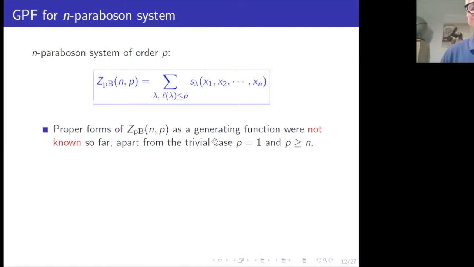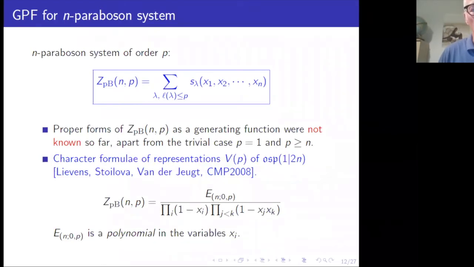So the case p equal 1 and p larger than or equal to n, this case we've seen already in this Cauchy-Littlewood expression. P equals 1 is also simple, but for the other p's, a proper generating function or good formula was not really known, and I think we were, at least I hope we were, the first to come up with it some years ago.